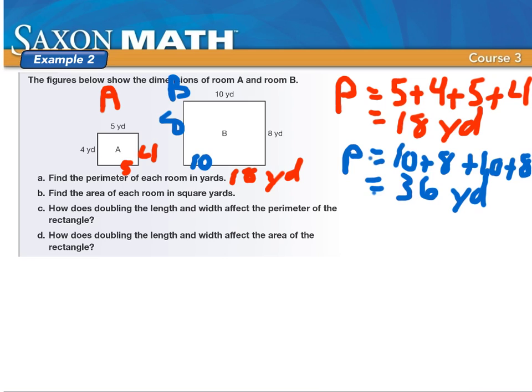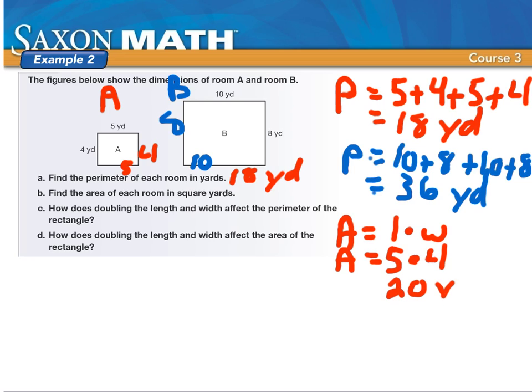Part B says to find the area of each room in square yards. So again, I'm going to use red for room A. So the area of room A, remember, area equals length times width. So the area equals the length, my longer side, which is 5, times my width, which is 4. And 5 times 4 is 20. And we put our label, it's yards, and since it's area, it's squared.